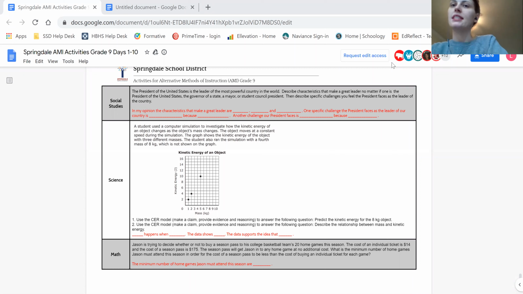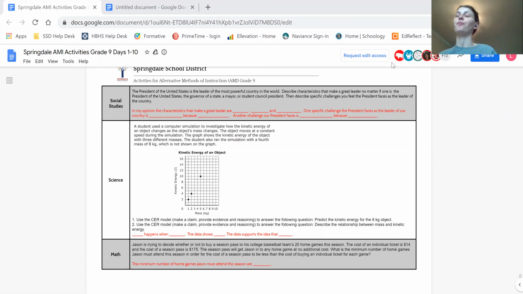Again, day 10. It says Jason is trying to decide whether or not to buy a season pass to his college basketball team's 20 home games this season. The cost of an individual ticket is $14 and the cost of a season pass is $175. The season pass will get Jason into any home game at no additional cost. What is the minimum number of home games Jason must attend this season in order for the cost of the season pass to be less than the cost of buying an individual ticket for each game?